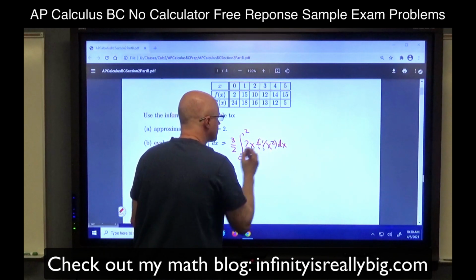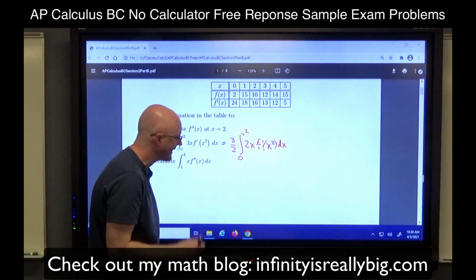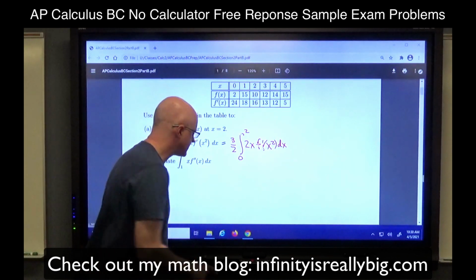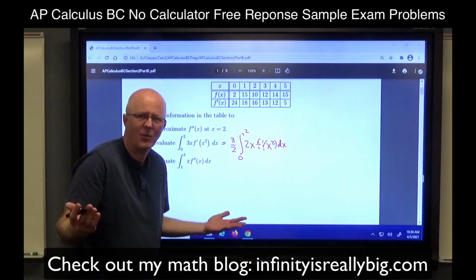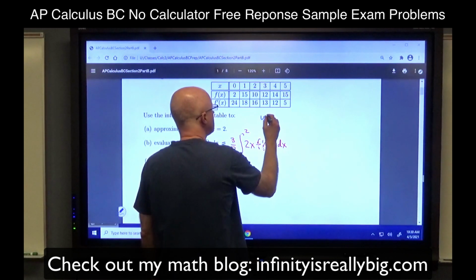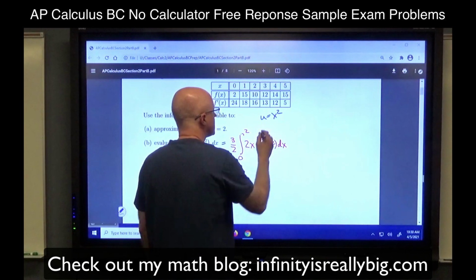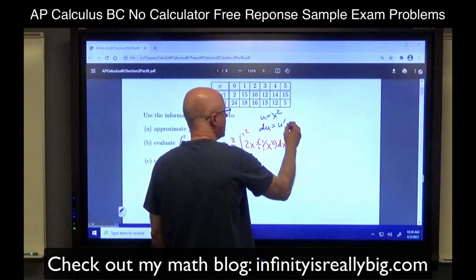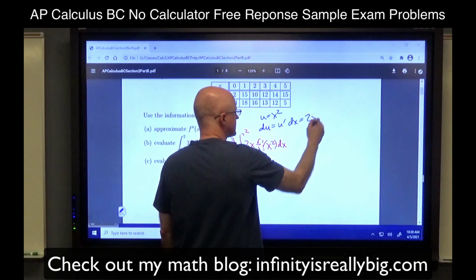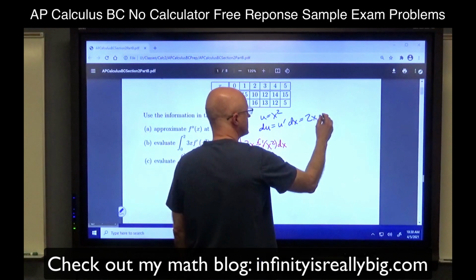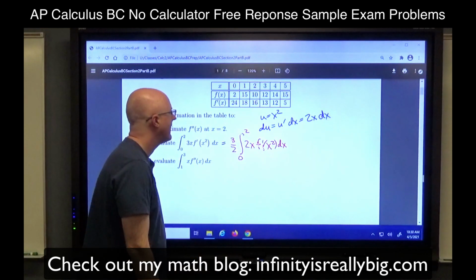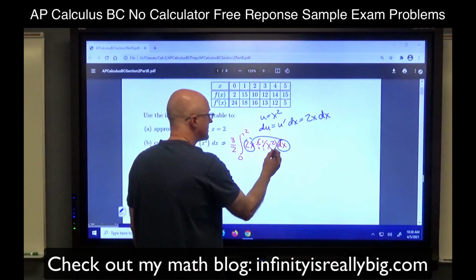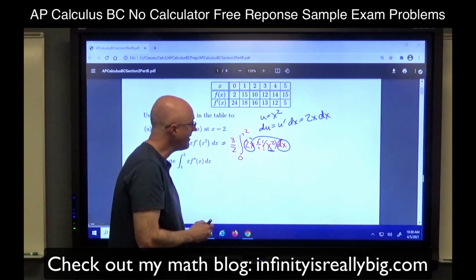It's very frustrating for me that this pen does this, but we have to live with it. Okay, so now try this substitution. Sometimes you just have to try something and see if it works. Try letting u equal x squared. So du, if you like using the du notation, would be u prime dx. U prime is 2x, that's the derivative of x squared with respect to x, so I get 2x dx. And so the 2x dx can be replaced by a du, and the x squared can be replaced by a u as well.